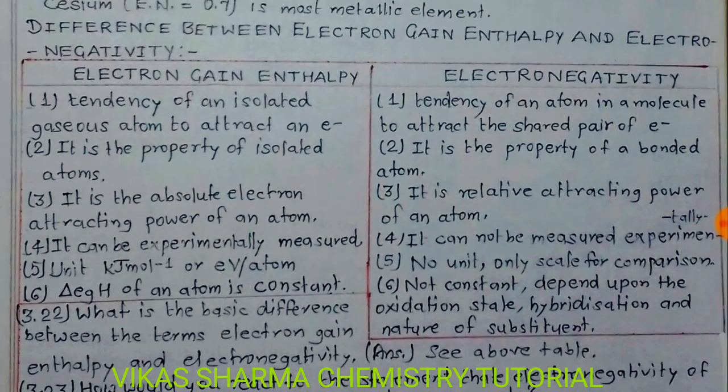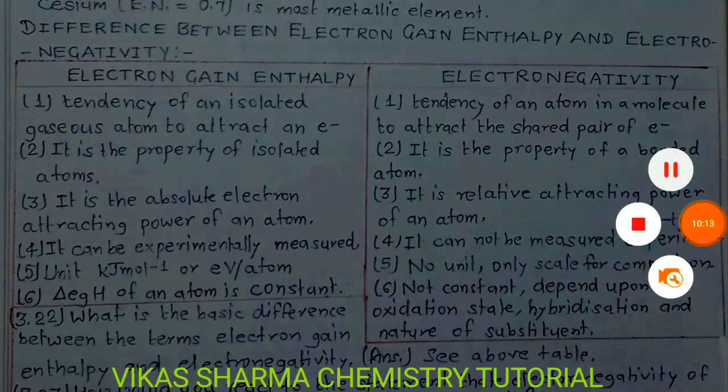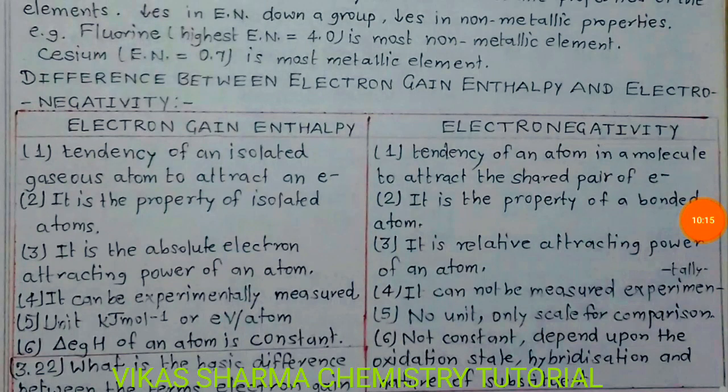on the display the difference between electron gain enthalpy and electronegativity. First, electron gain enthalpy is the tendency of an isolated gaseous atom to attract an electron, but electronegativity is the tendency of an atom in a molecule to attract the shared pair of electrons. Second, electron gain enthalpy is a property of an isolated atom, but electronegativity is a property of a bonded atom. Third, electron gain enthalpy is the absolute electron attracting power of an atom, but electronegativity is the relative attracting power of an atom.